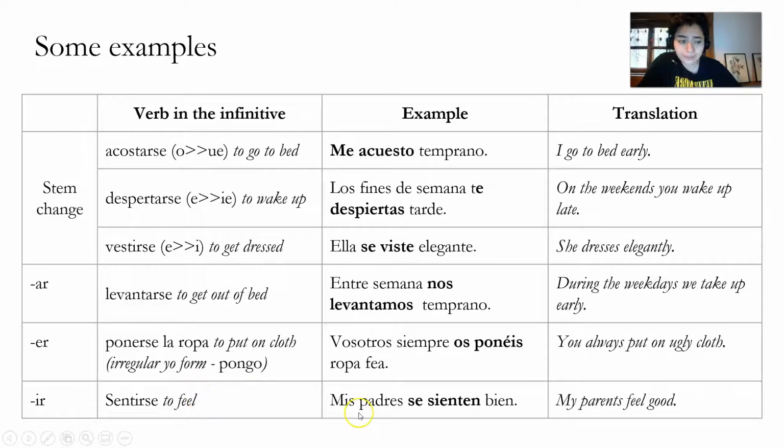Sentirse, to feel. So that's also a reflexive verb in Spanish. You have to remember that these verbs are not usually reflexive in English, but in Spanish they are. Mis padres se sienten bien. My parents feel good. Se, the reflexive pronoun, agrees with the subject, mis padres, ellos, ellas form, and the verb sentirse also agrees with the subject. This is also a stem changing verb from E to IE, as you can see here, from E to IE.